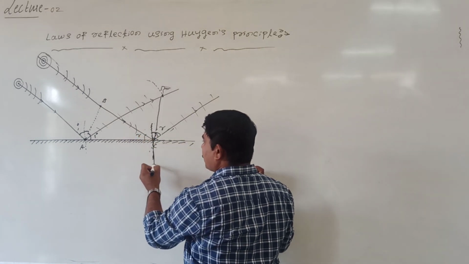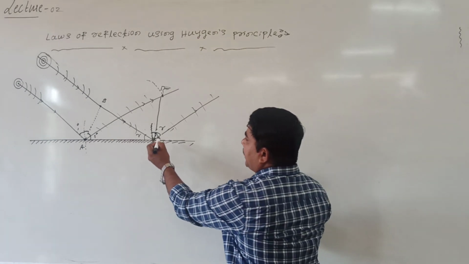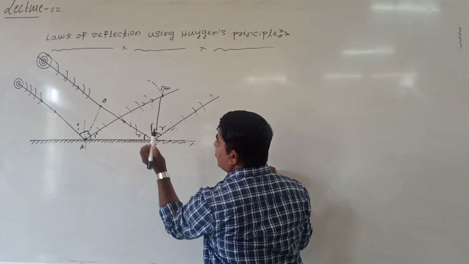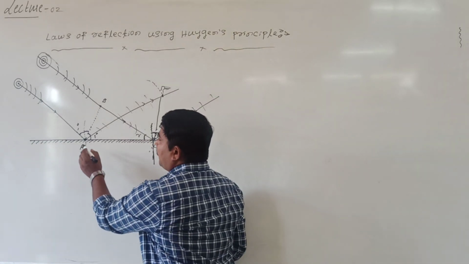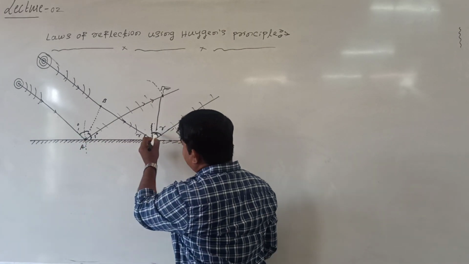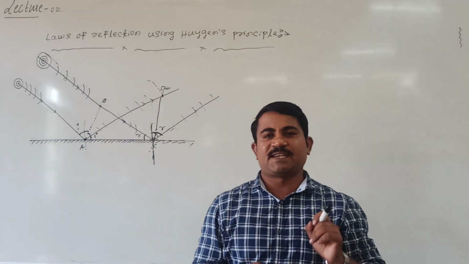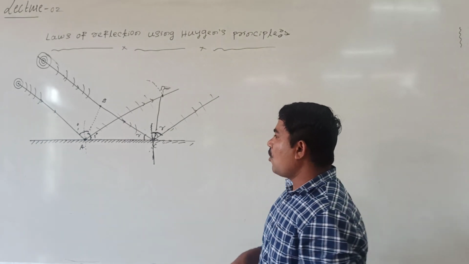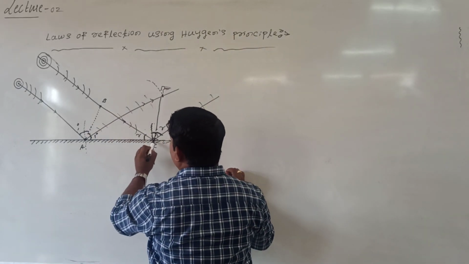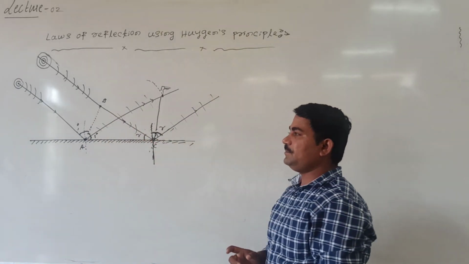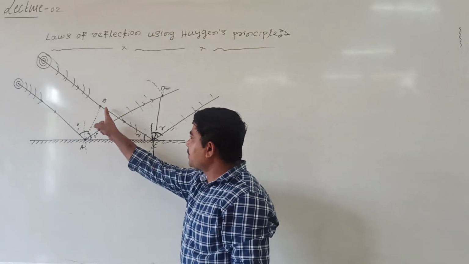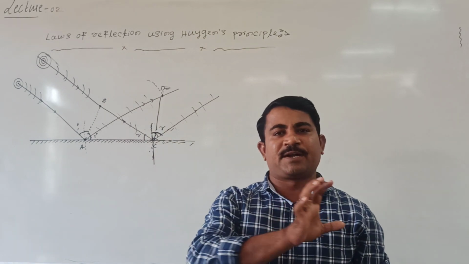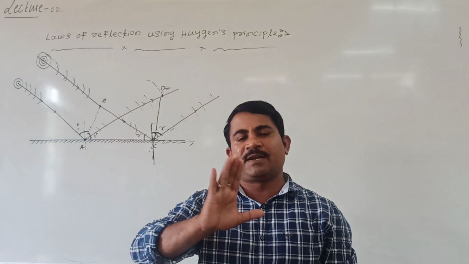Look at me. This is the normal. See here. If it is R, this becomes 90 minus R. Again, this is perpendicular. This also is R. From geometry, if we take this as I, this also is I. If we take this as R, this also is R. But I said that during reflection of light, the speed of light doesn't change. See here. The time taken by BC is the same as the time taken by AD. Because during reflection the speed of light doesn't change, the speed remains the same, so both take the same time.